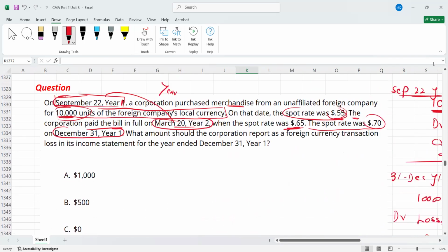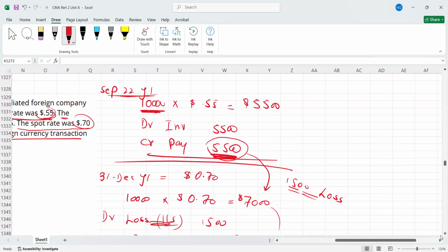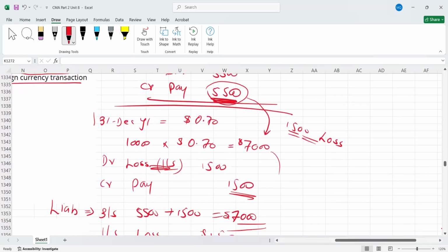Now let's continue the question, because the question is just for year end only. That's why I am stopping here. They're saying, what amount should the corporation report as a foreign currency transaction loss in its income statement for the year ended 31st December year one? Obviously, you have a loss of 1,500, because this is what you have done at the end of the year. So this loss you will report. This is your answer.